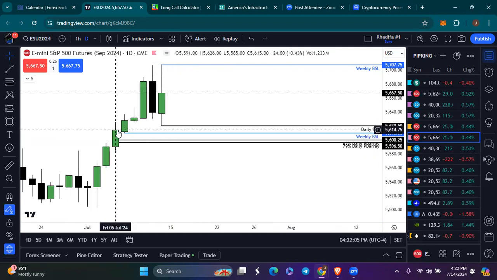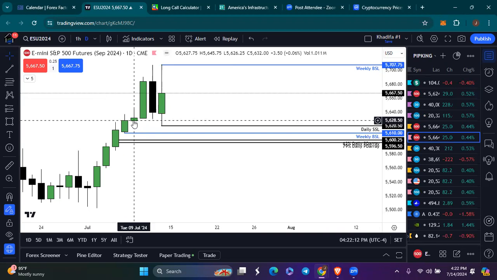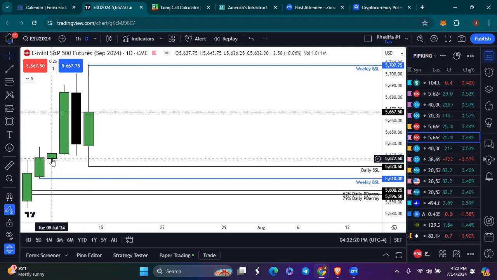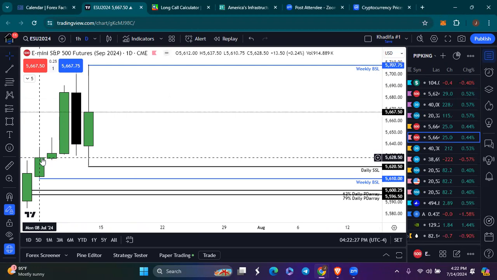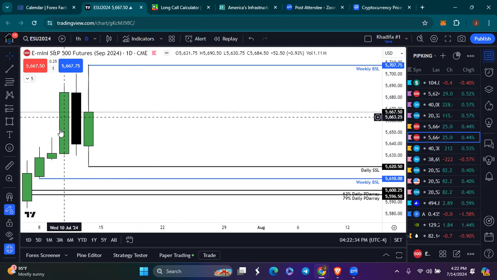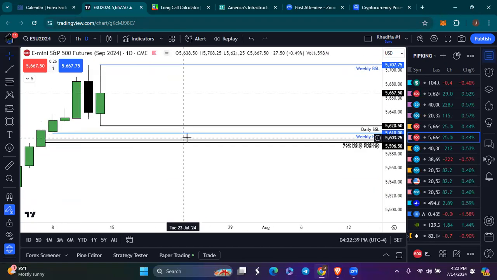So we didn't break and close back below that closing. We closed bullish Monday, right? I'm sorry, I said that wrong. Monday, I told you guys that if this Tuesday candle did not break below and close below Monday's closing, not Friday's closing, Monday's closing, I expected ES to continue to push higher and create new all-time highs. And that's what happened, right?